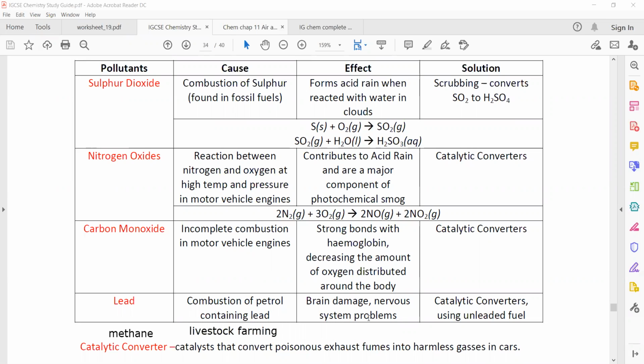What is the effect? It can cause global warming. It's a greenhouse gas which can cause global warming or have a greenhouse effect. What will be the solution for this?